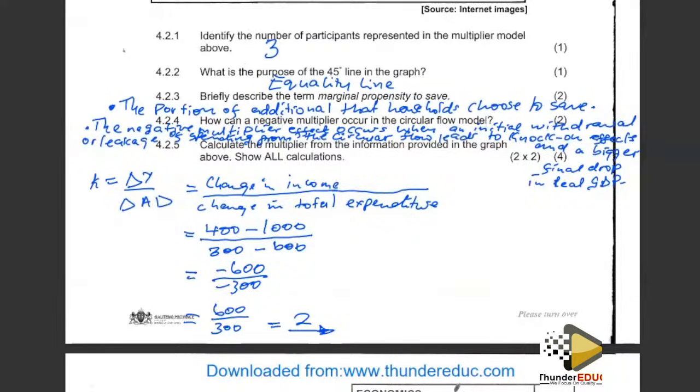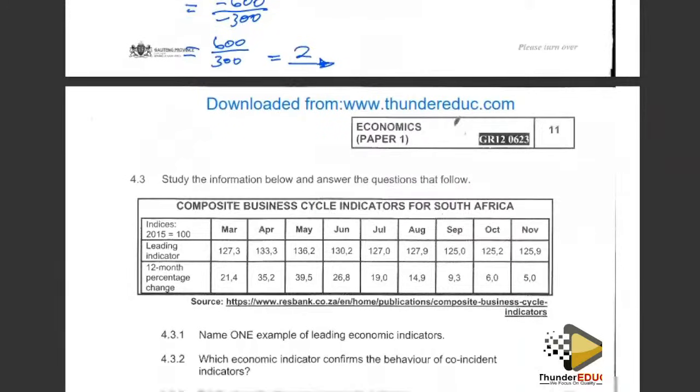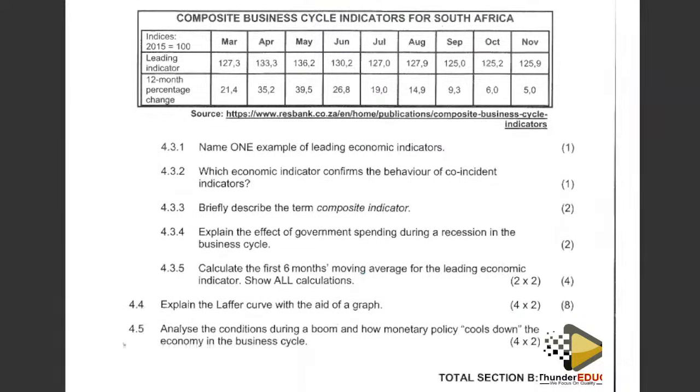So this 2 is our multiplier. This is what the question needed us to calculate. Also, grade 12s, when you are dealing with economics, you should be equipped with basics of pure maths. You should be sharp when it comes to mathematics, because economics somehow is part of science subjects, even though it falls under commercials. Okay, right, grade 12, let's move on to the next question.